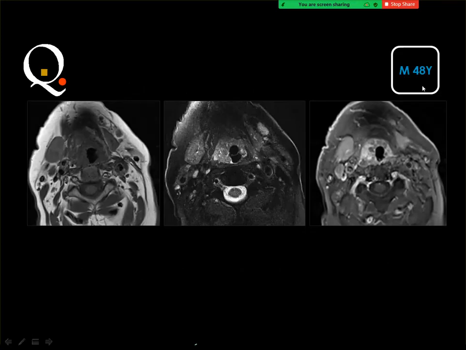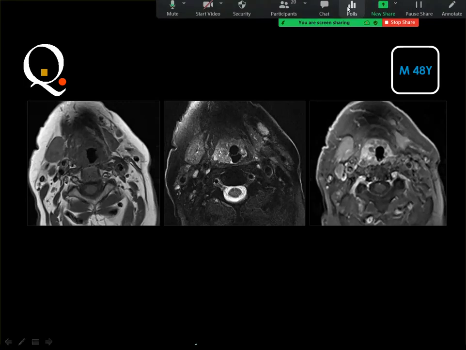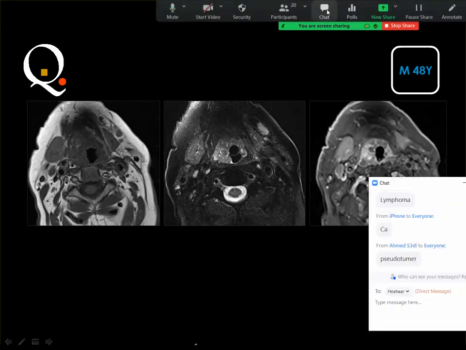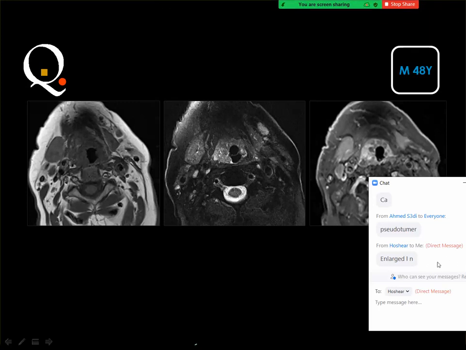Yes, and this is a male, 48 years old, with an MRI of the oropharynx. This is T1, T2, and T1 post contrast fat sat. And the answer is enlarged nodes.